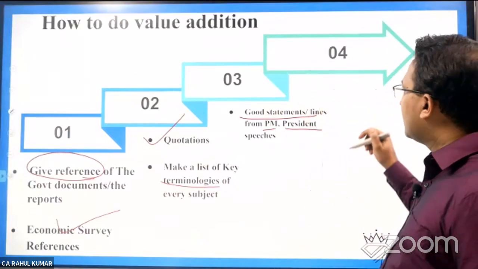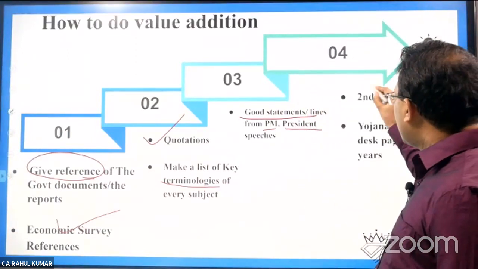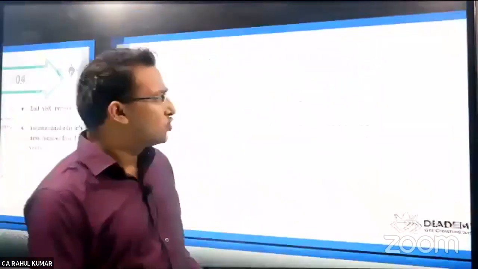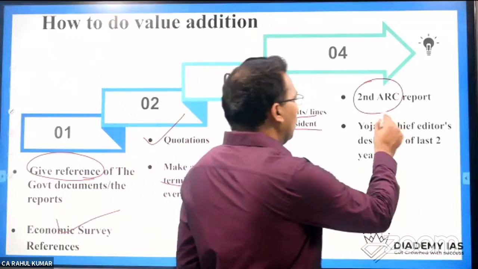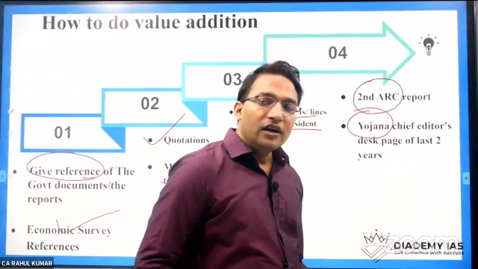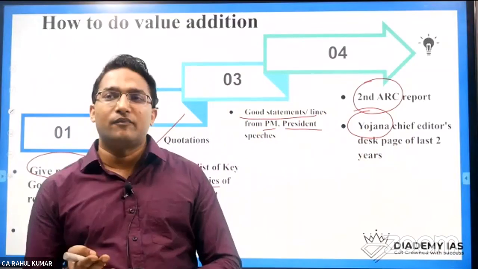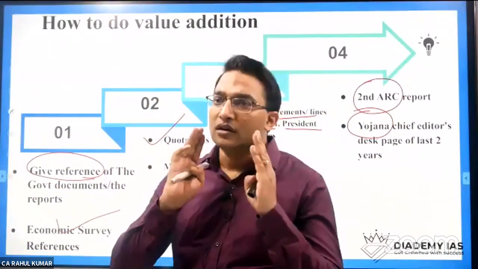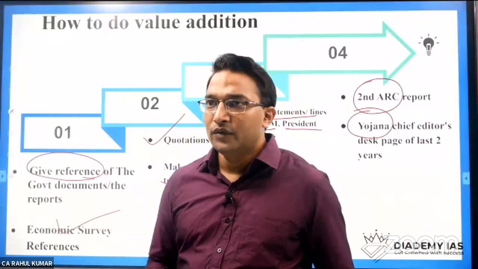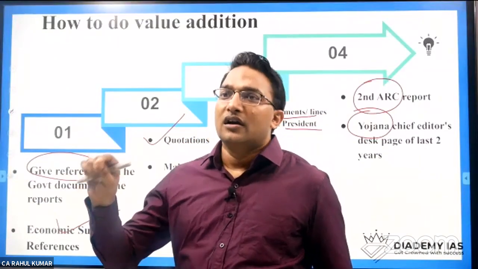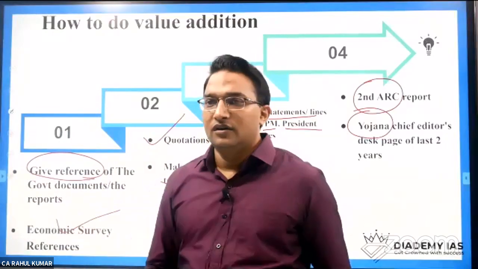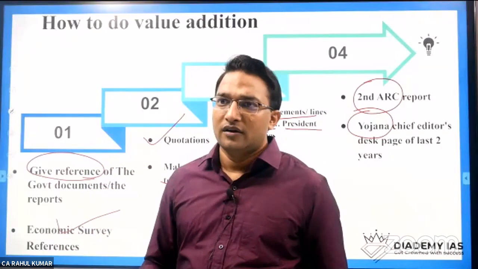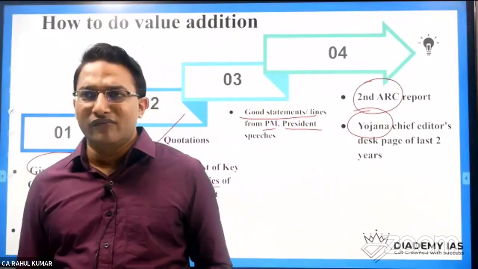Okay, then there are other documents which you can go through. Second ARC report and the Yojana chief editor's desk page. Yojana is a monthly magazine. In this monthly magazine, there is a first page. Open that page, read it multiple times, underline the keywords, write the important words separately, and then try to use them wherever possible, right? So this is another way to do value addition, right?